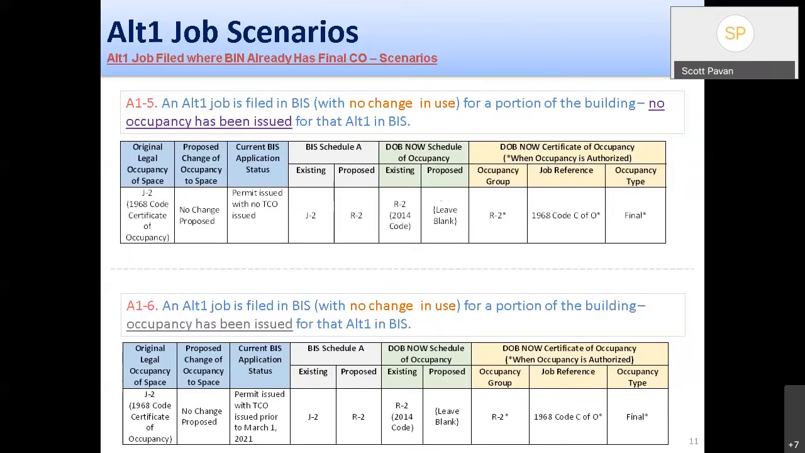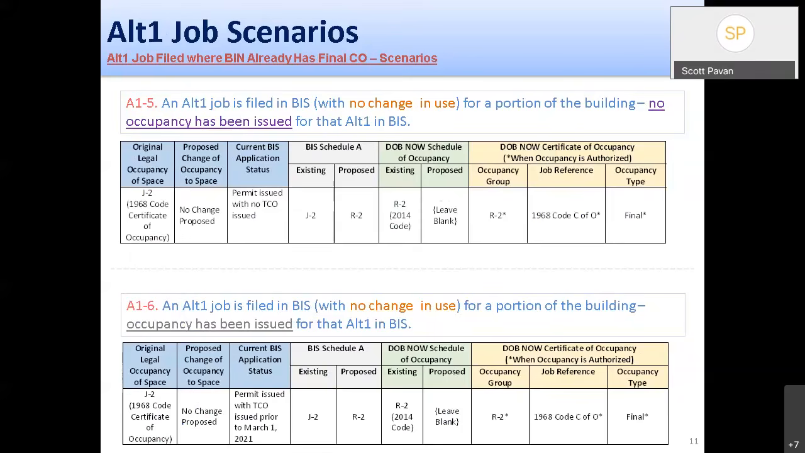Got it? That's a big one. Your team needs to know that. Our team needs to know that too, right? We know what we do in BIS, but what do we do with this crazy thing? Okay, it's not a crazy thing. It's a beautiful thing. For a portion of the building, no occupancy has been issued for the Alt1 in BIS, right? So what we're talking about here are the floors where I'm not working.